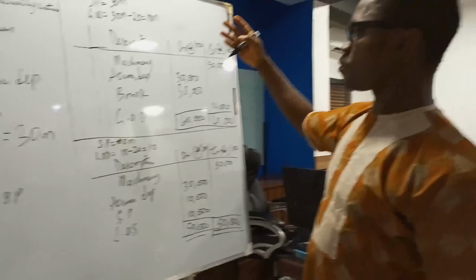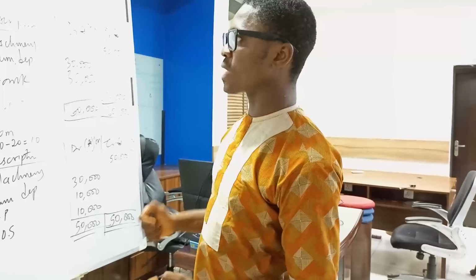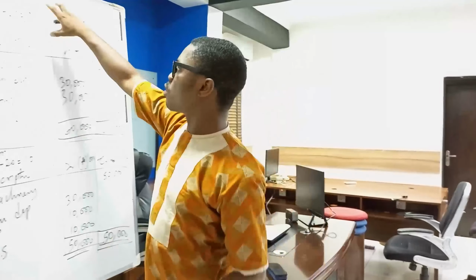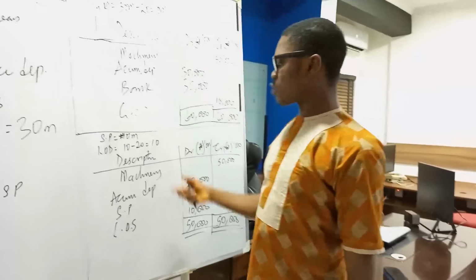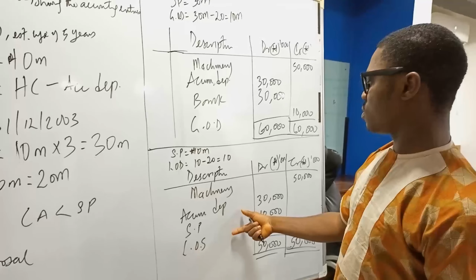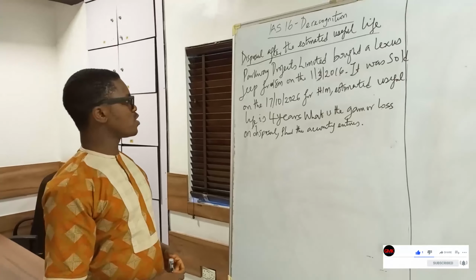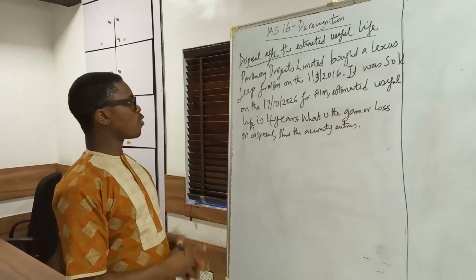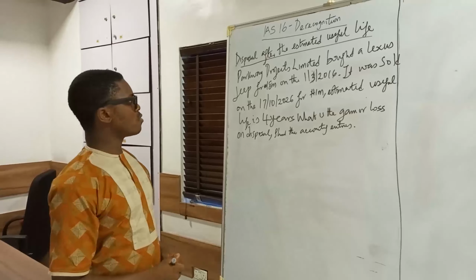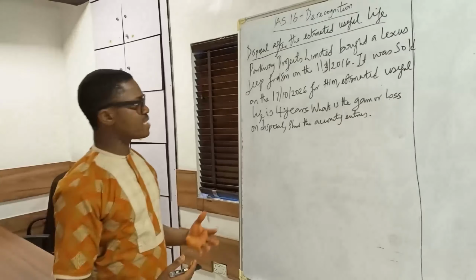Note that these two scenarios are applicable to disposal before the end of the estimated useful life of an asset, and we have the scenario of gain on disposal, and we also have the scenario of loss on disposal. Having given a detailed exposition on disposal before the estimated useful life, we will round up this episode with disposal after the estimated useful life.